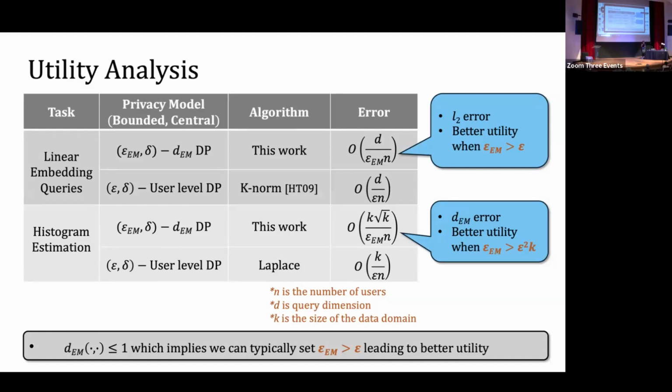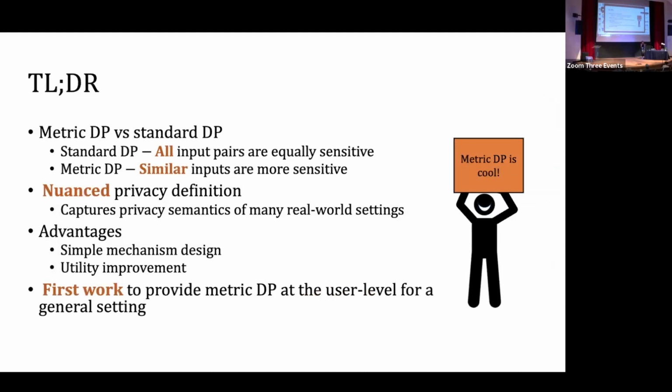Now, one thing I would like to mention is that here I just focus on the central model of DP, but we also have results in the local model of DP in the paper. So in conclusion, here we saw a relaxation of differential privacy called metric DP. Standard DP considers all pairs of inputs to be equally sensitive, whereas under metric DP, only similar inputs are considered to be more sensitive. And this results in a nuanced privacy definition.